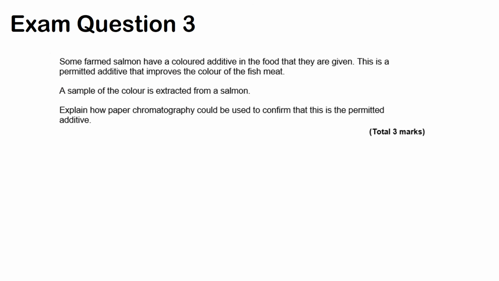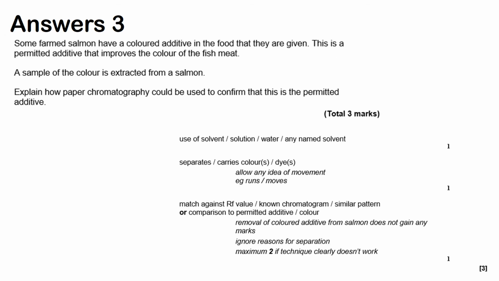And then finally we've got question number 3, so this one's worth 3 marks. Again, make sure you do write down your answer, pause this, come back, and we'll see how you've done. Okay, so question number 3 was, some farmed salmon have a colour additive in the food that they're given. This is a permitted additive that improves the colour of the fish meat. Okay, so the food that is fed to the salmon contains this additive, and that then improves the colour of the meat on the salmon itself.